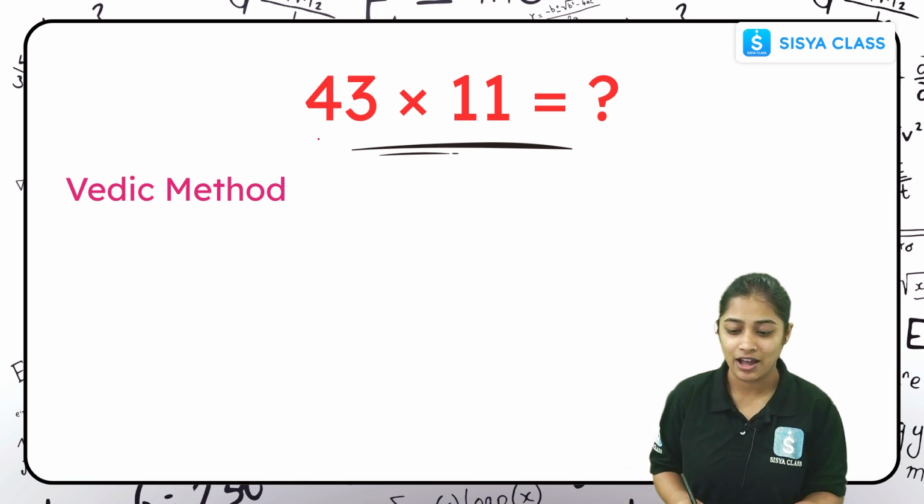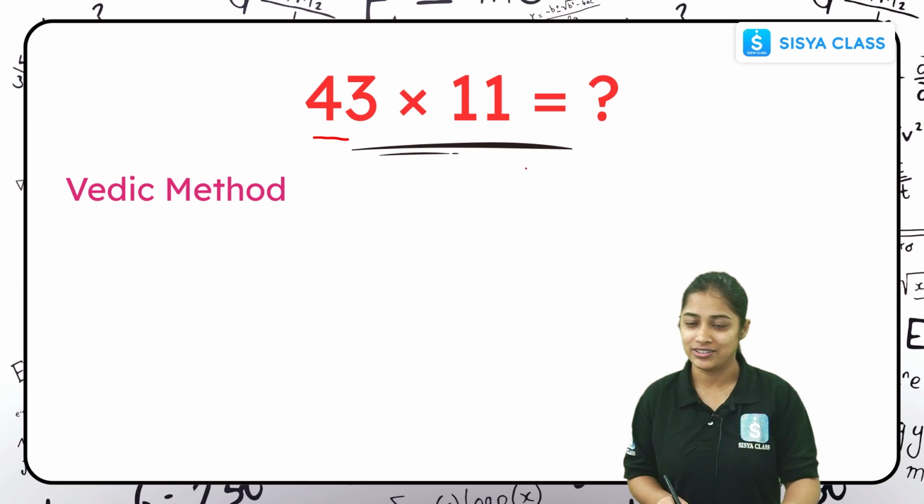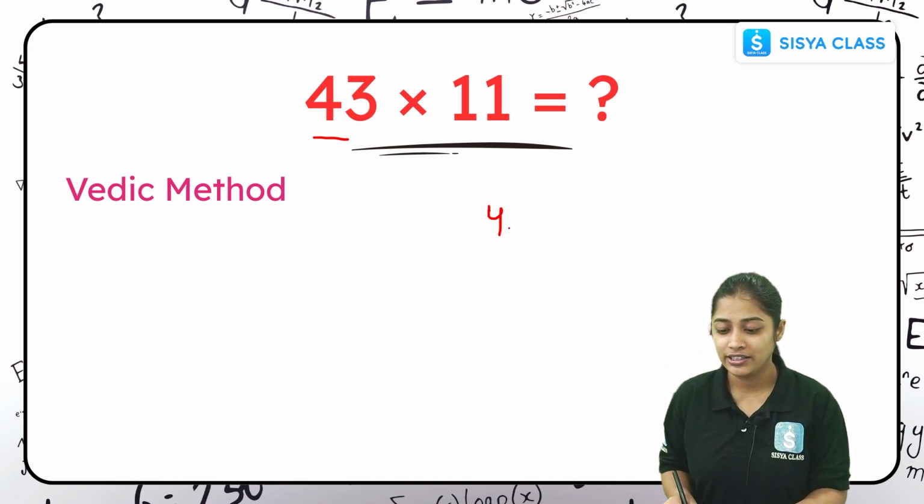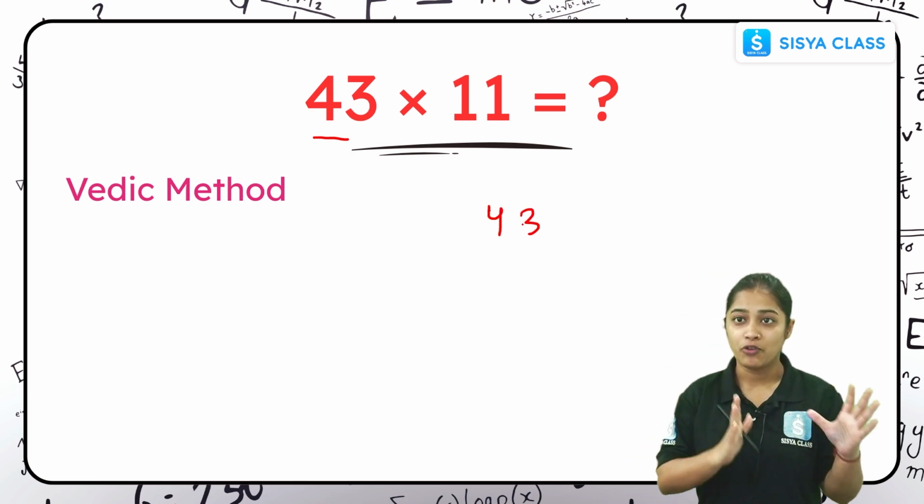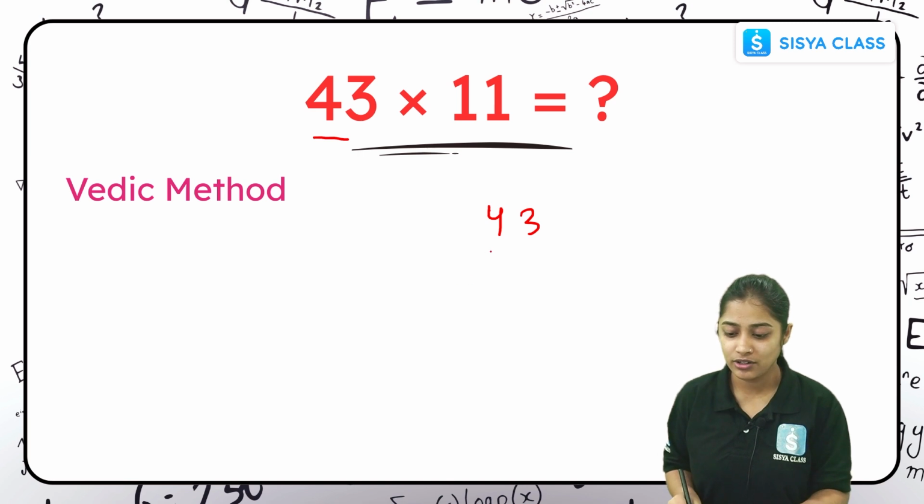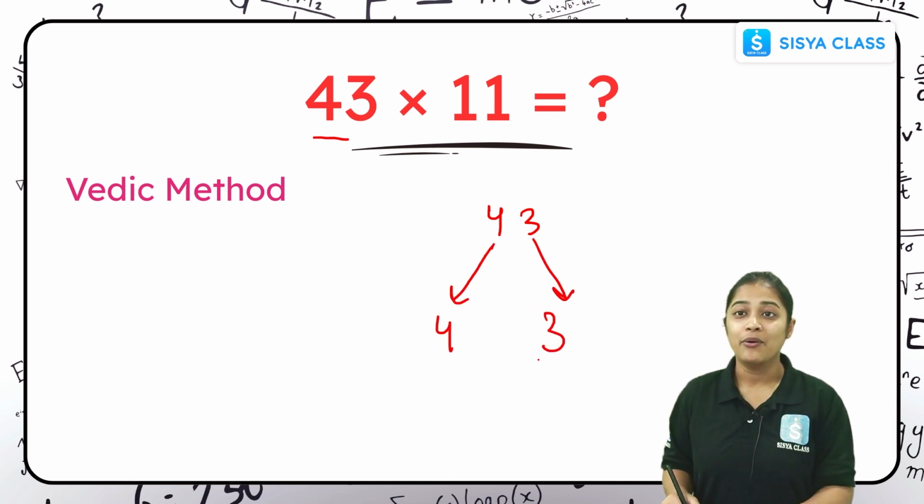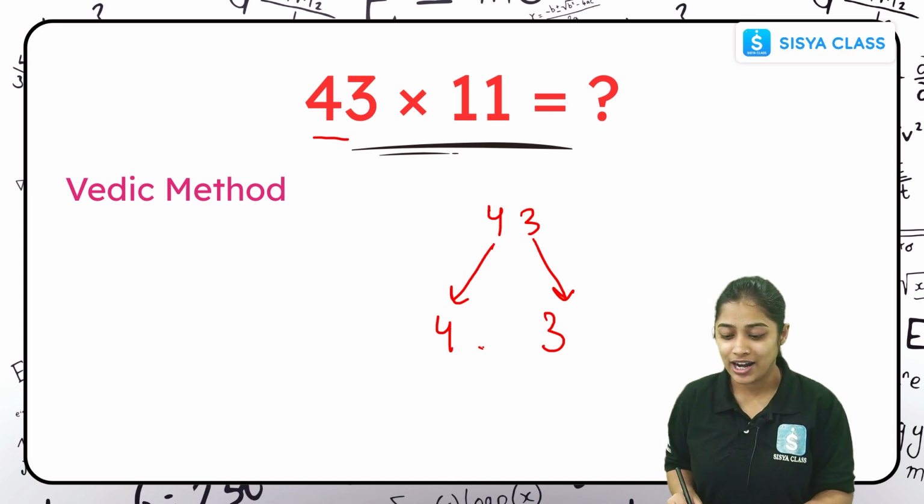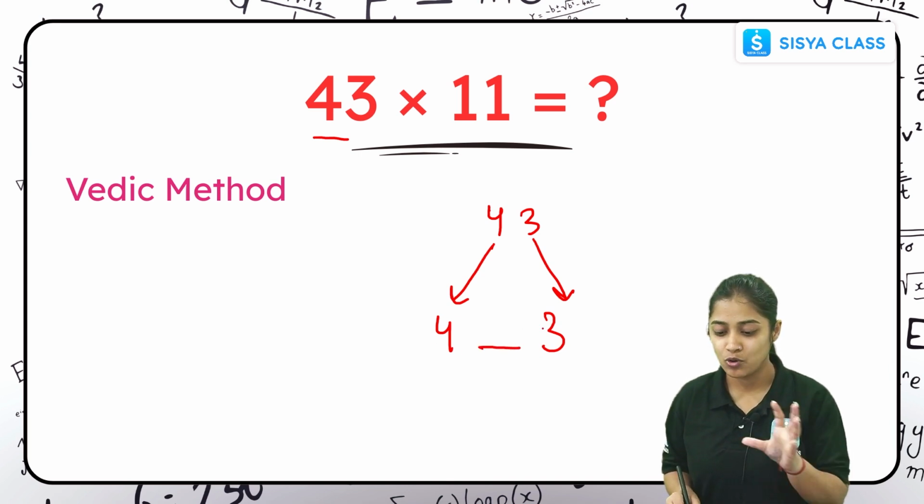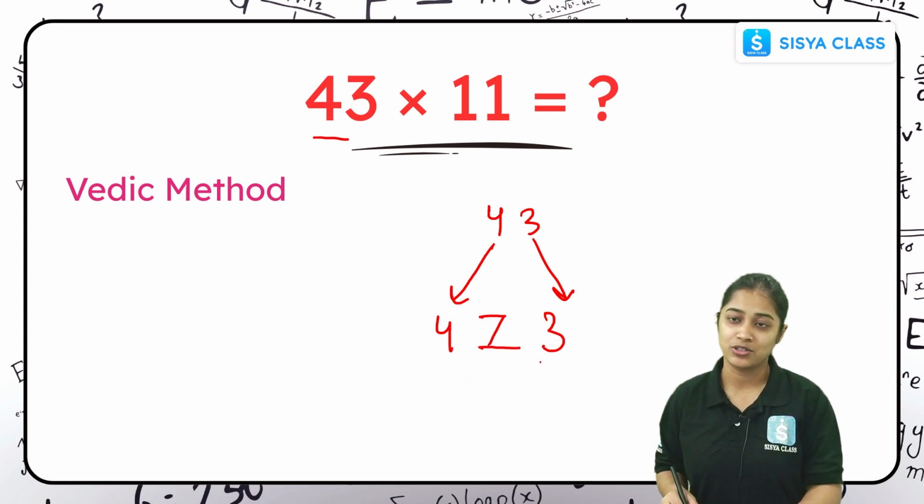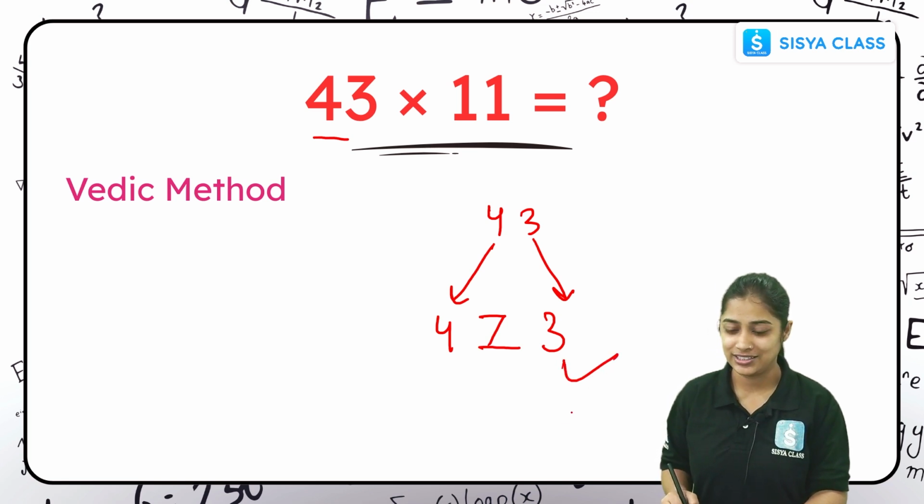So here we have 43 into 11, right? So again, we will write our number. We will write the first and second digit. So here we have 4 and then we will write 3, right? Now in between the digits, we will write the sum of the digits. That is 4 plus 3, 7 here. So my answer is 473.